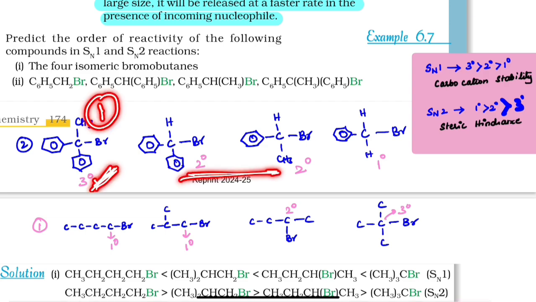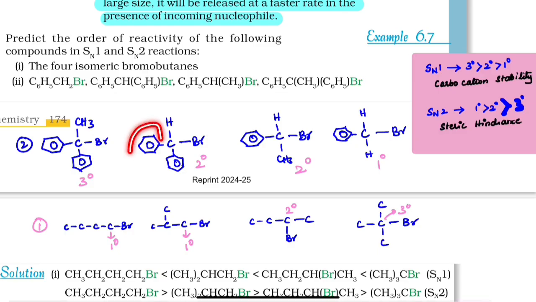Now in these two we have to compare. Which is more stable? Here you can see two phenyl rings are present, so resonance will be more here. Therefore stabilization also will be more, and the stability of the carbocation is more here. So this is number 2, then this is number 3, and then the primary carbon will be number 4.